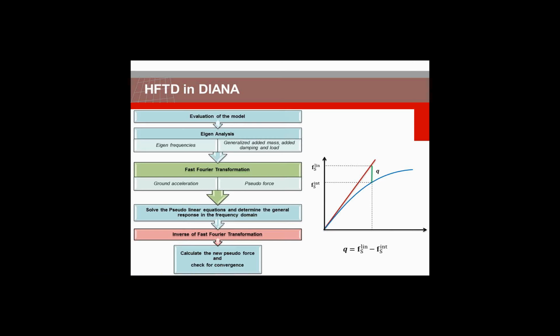And after that, we solve this pseudo-linear equation in the frequency domain. And when we find the solution in the frequency domain, we use the inverse fast Fourier transform to translate it to the time domain and calculate a new pseudo force that is the difference from the previous iteration. Once we have a new pseudo force, we do the process again until we get convergence.